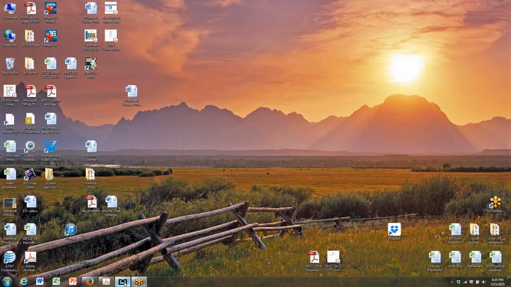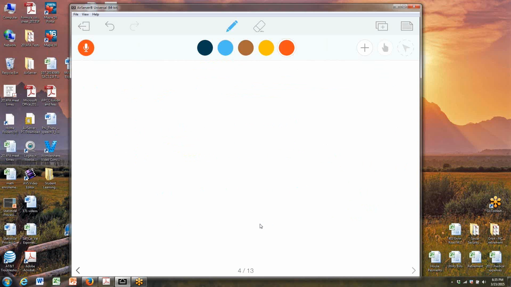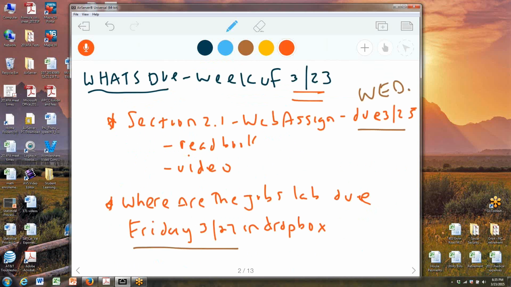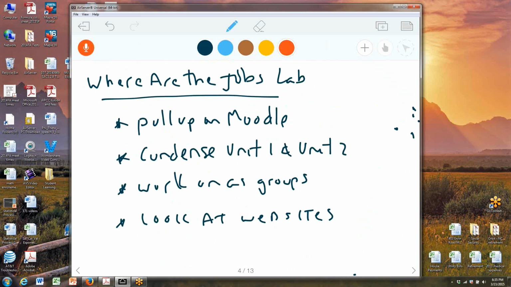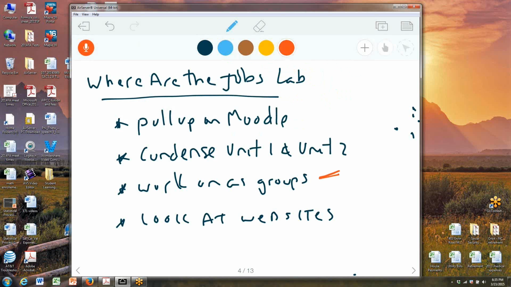Okay, next thing on our list that I want to talk about is, so we did the midterm, talk about what's due. Let's talk about the Where Are the Jobs lab. All right, let's talk about that real briefly. And again, you can hand these labs in the same way as before, either individually or as a group. All right, I'm not going to change that.